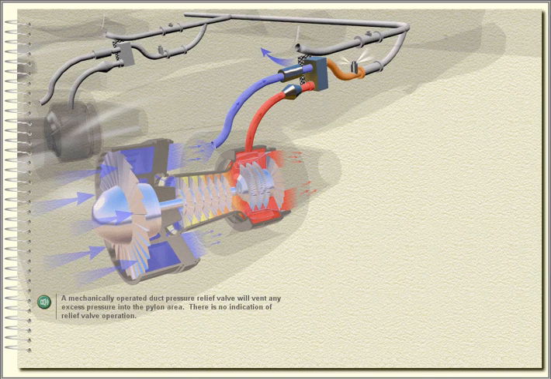A mechanically operated duct pressure relief valve will vent any excess pressure into the pylon area. There is no indication of relief valve operation. In the event of a duct failure downstream of the pylon, maximum bleed airflow is controlled by a fixed venturi. A non-return valve, check valve, prevents air from the adjacent engine from entering the system.